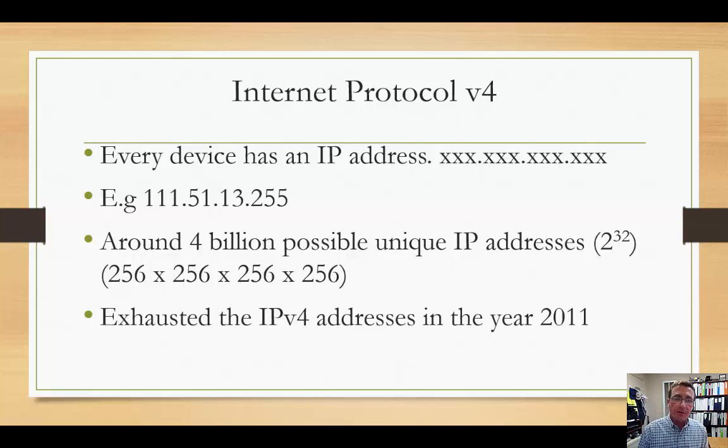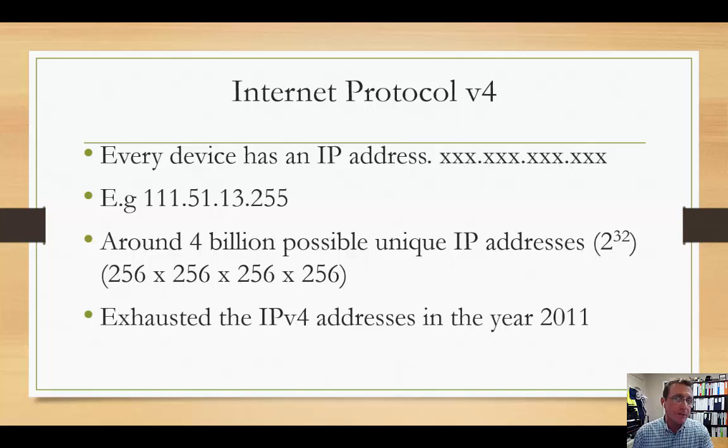This is very similar to how phone numbers work, where you have an area code and then an exchange number and then an actual contact number for you. There's 256 unique possible numbers in each of those four spaces, which if you multiply that out, ends up giving us just over, theoretically anyways, about 4 billion possible unique IP addresses.